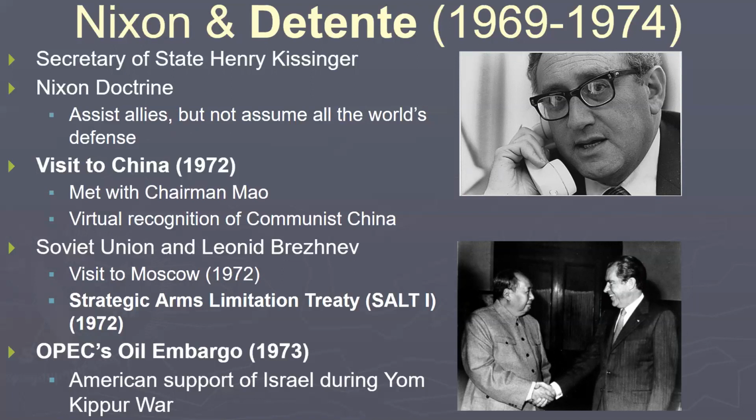And he pushes across the Nixon Doctrine, which is another presidential ideal of assist allies, but don't take on the entire world's defense. Don't be the watchdog or the neighborhood police. Help your friends, but don't stick your nose in everybody's business. That's a direct result of Vietnam. We got in that pickle in Vietnam because we tried defending the entire world, and that didn't work, obviously. Nixon's foreign policy is highlighted by his visit to China.